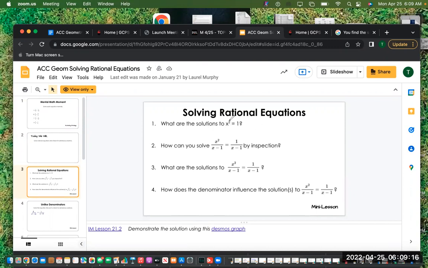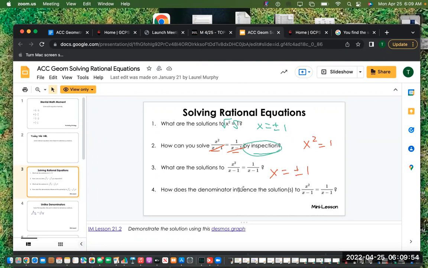What are the solutions to x squared equals 1? Well, if I took the square root of both sides, I would get x equals positive and negative 1. How could I go about solving this by inspection? When we use the word inspection, that means without having to do any math. So I would notice that they have the same denominator, so I would just get rid of the bottom, and I have x squared equals 1. Then I would solve. That would give me, on the next problem, x equals positive and negative 1.